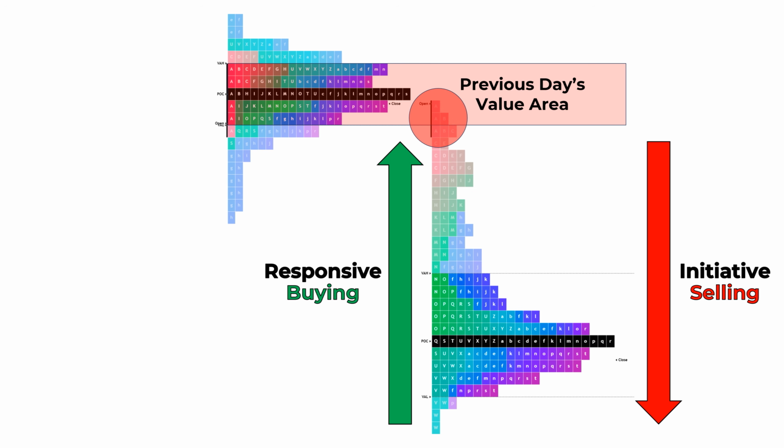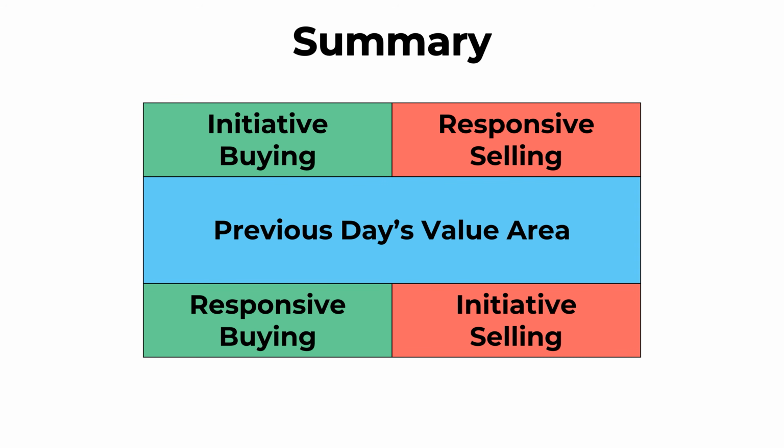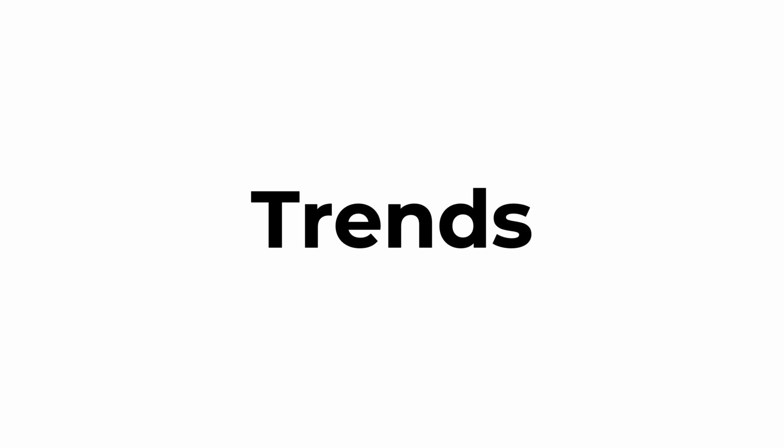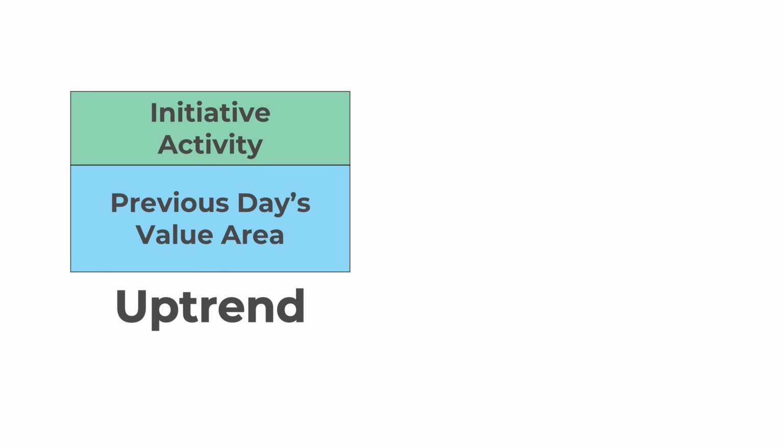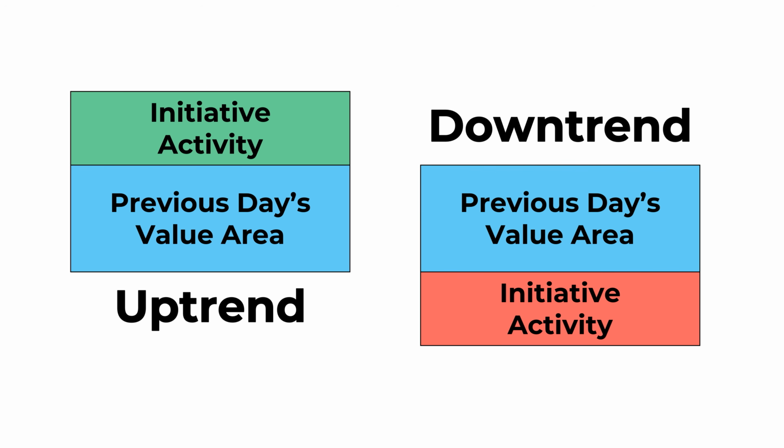Both initiative buying and responsive selling occur above the previous day's value area. Similarly, both initiative selling and responsive buying occur below the previous day's value area. Let's now talk about how to determine trends using the market profile approach. An uptrend is defined as initiative activity above the previous day's value area. A downtrend is defined as initiative activity below the previous day's value area.